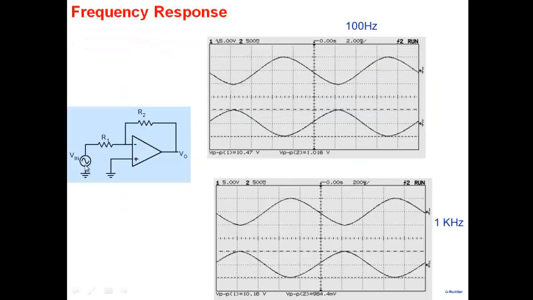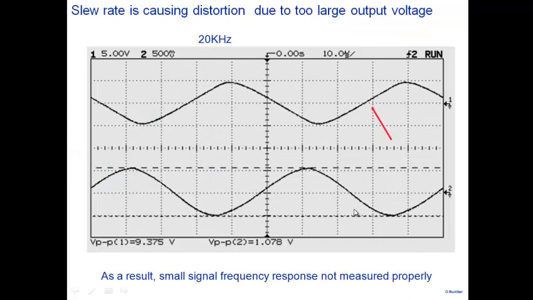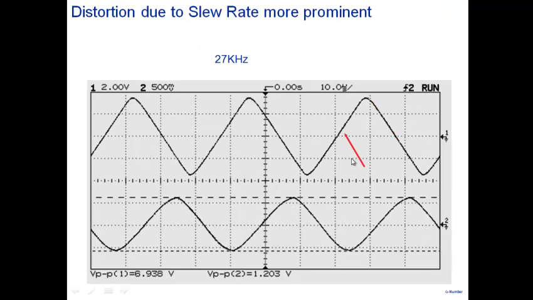Just see that when I apply a sinusoid here, and the frequency is 100 hertz, this is input and this is output. You can see both input and output look like very good sinusoids. We changed it to 1 kilohertz. Even now, both sinusoids are fine. We change it to 20 kilohertz. Can you begin to see a distortion here? It's not following, and you can see it more clearly here.